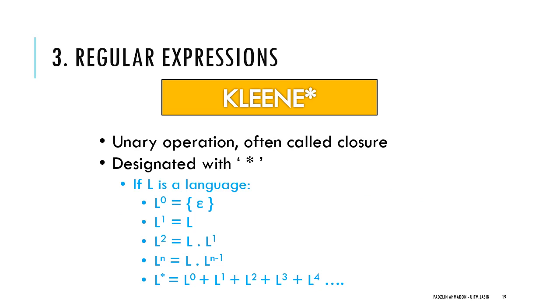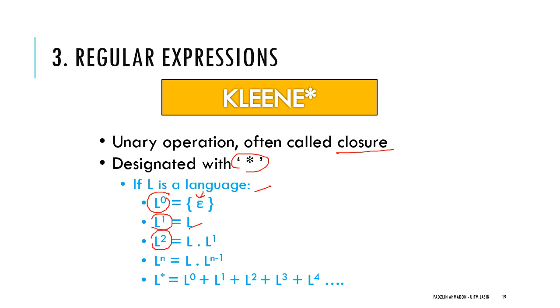The third operation of regular expressions is Kleene star. It is a unary operation and it is also sometimes called closure. It is designated with an asterisk. The operation of Kleene star is like this. So if L is a language, we always start with L to the power of 0, where L to the power of 0 is a set with an epsilon inside of it. L to the power of 1 is the language itself.